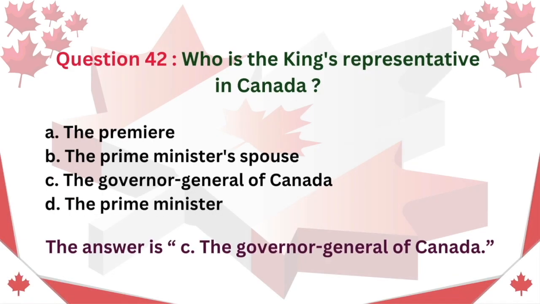Question 42. Who is the King's representative in Canada? A. The Premier. B. The Prime Minister's spouse. C. The Governor General of Canada. D. The Prime Minister. The answer is C. The Governor General of Canada.